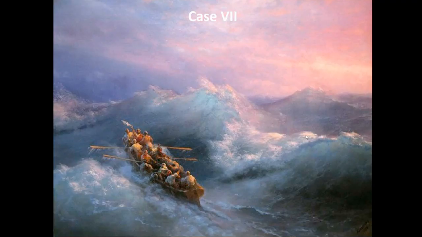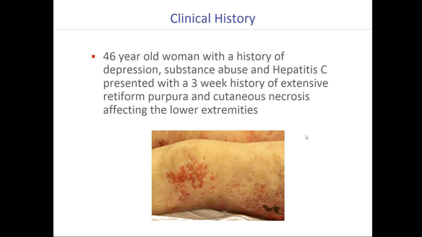Case 7. This is our final case. It's a 46-year-old woman with a history of depression, substance abuse, and hepatitis C. She presented with a 3-week history of extensive retiform purpura involving the lower extremities with cutaneous necrosis, as shown here.